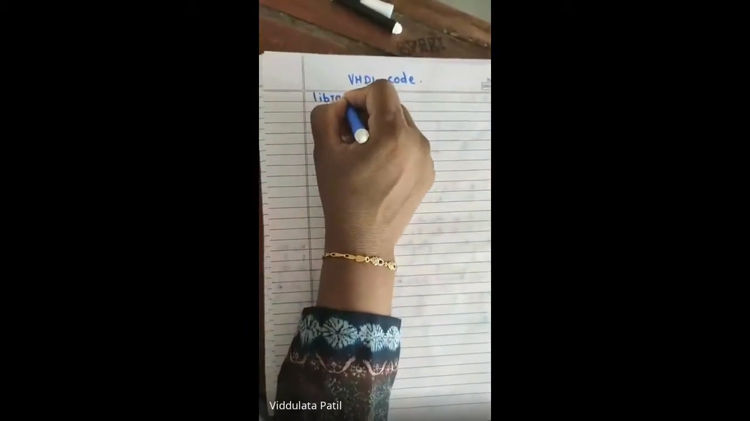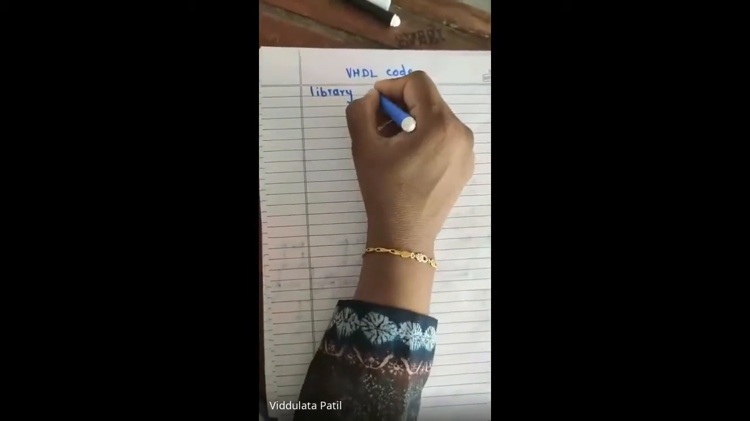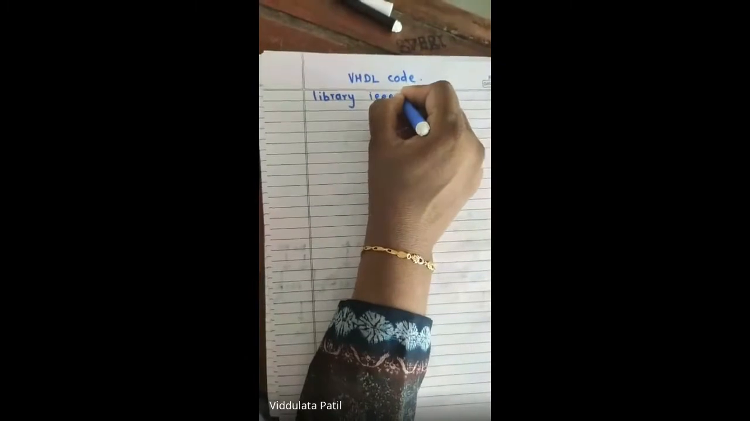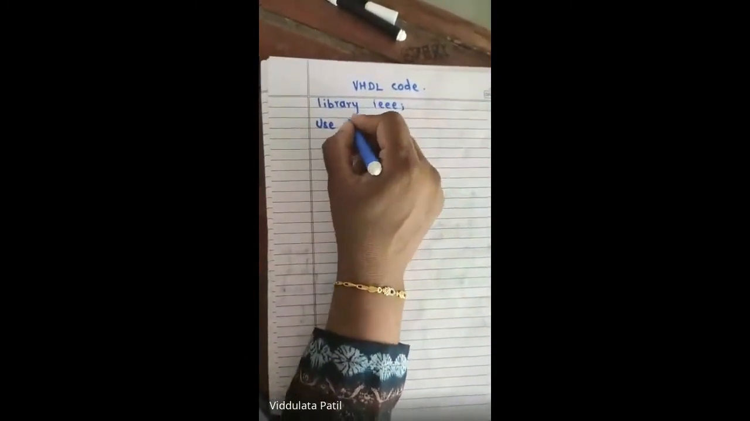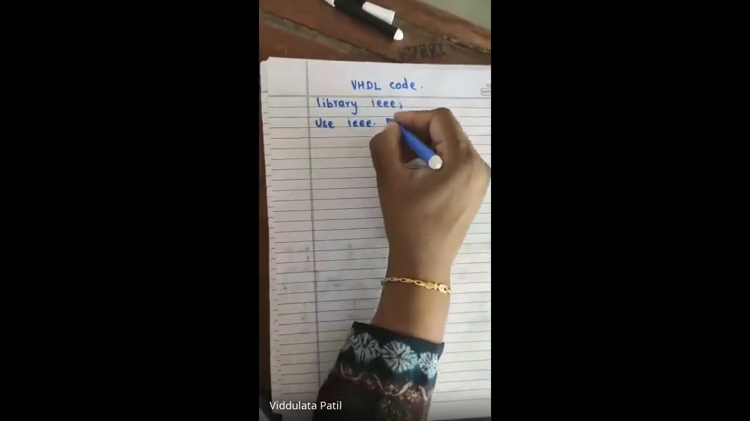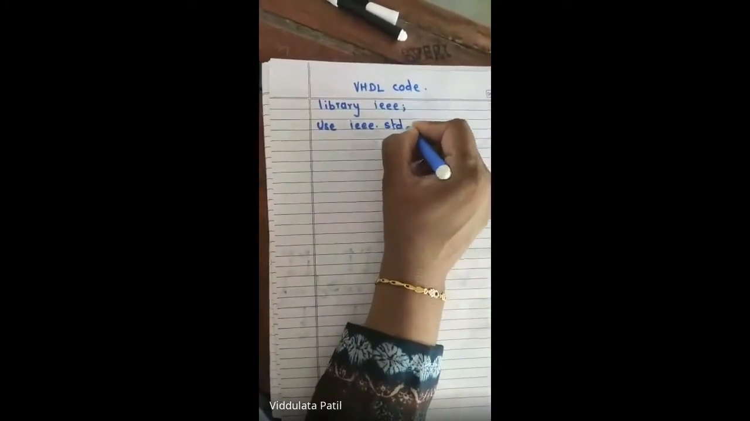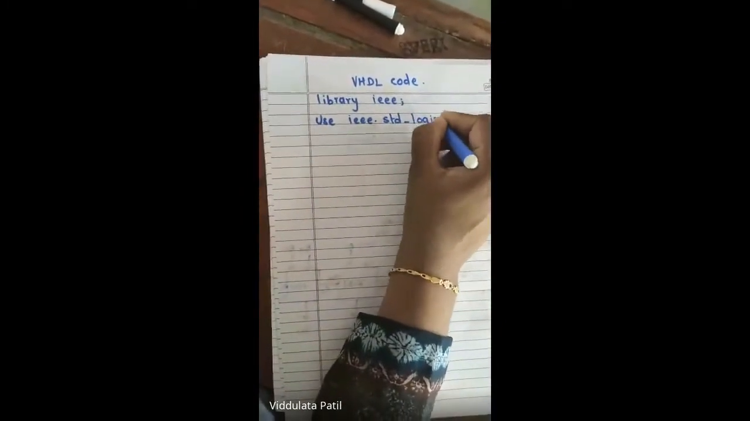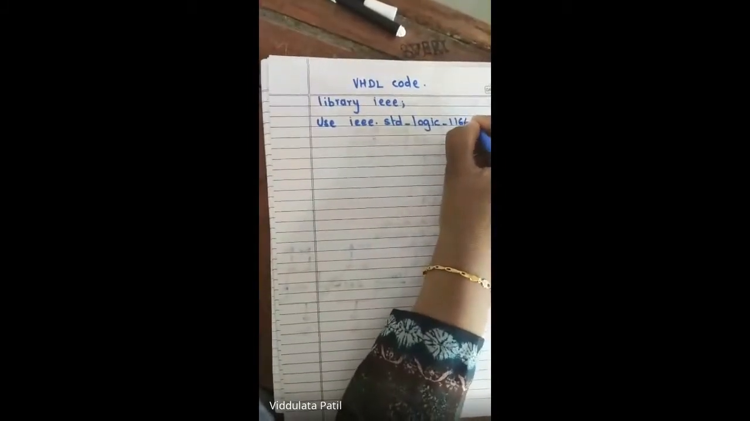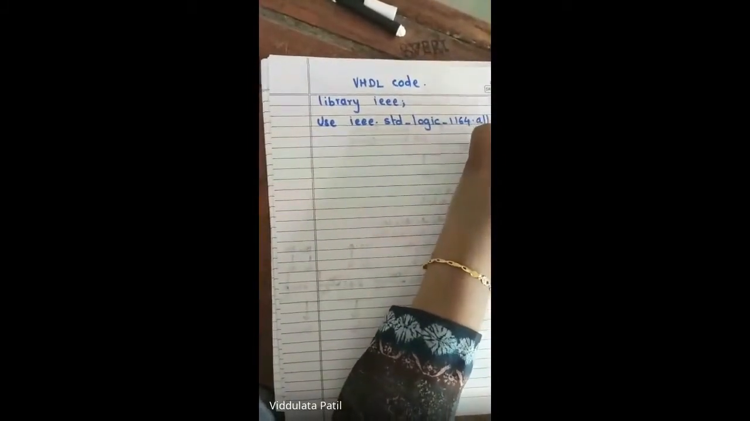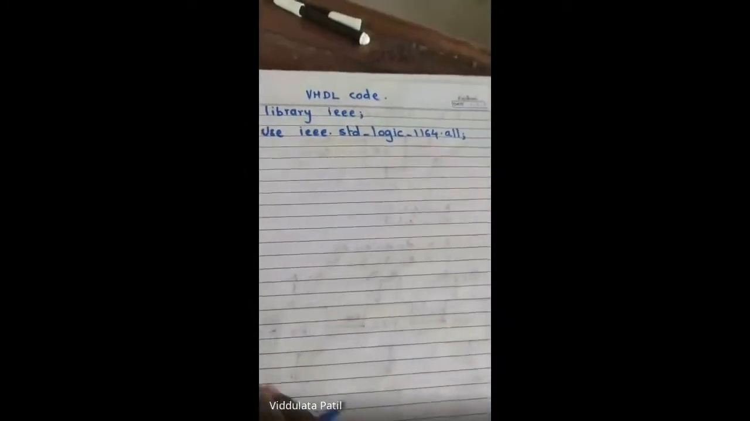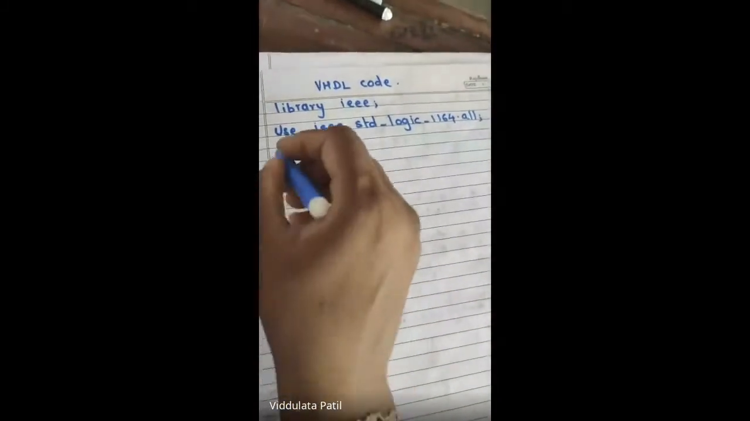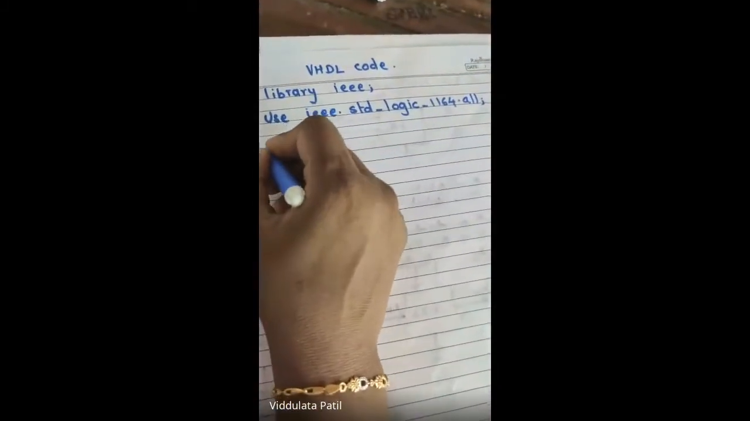We need to first of all declare library, that is IEEE. Then add package. So use IEEE.std_logic_1164.all; Okay. So as usual, we need to declare library for VHDL code, and after that we need to declare entity.